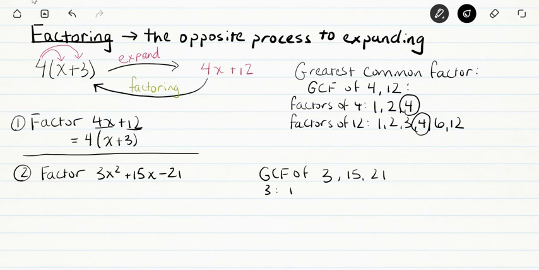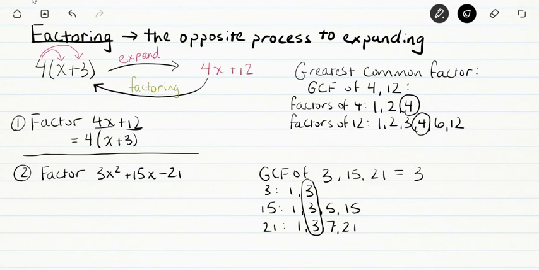So the factors of 3 would be 1 and 3. The factors of 15 are 1, 3, 5, 15. And the factors of 21 are 1, 3, 7, and 21. And for the greatest common factor, we look for the number that's in common that is the highest, which in this case is 3. So the greatest common factor of 3, 15, and 21 is 3. So similar to what we did here, we're going to divide all 3 terms by that 3. So 3x squared divided by 3 leaves us with 1x squared. 15x divided by 3 is 5x. And negative 21 divided by 3 gives us negative 7.